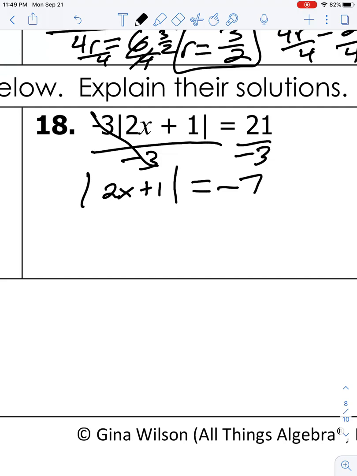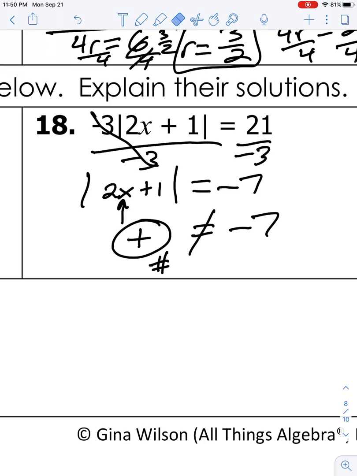Once again, we have an absolute value that's by itself. Whatever number I put in for x on the inside of that absolute value, it's not going to matter whether it's positive or negative, because in the end, it's going to turn the whole thing on the inside positive. Well, look at what we have on the other side. We have a negative 7. A positive number can never equal a negative number.